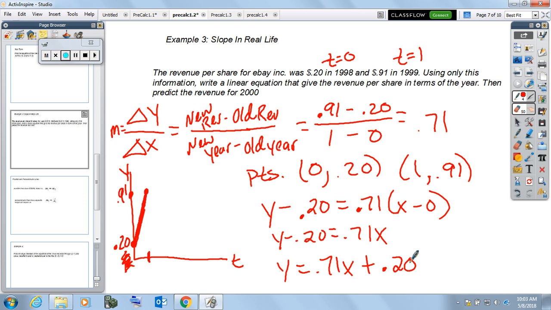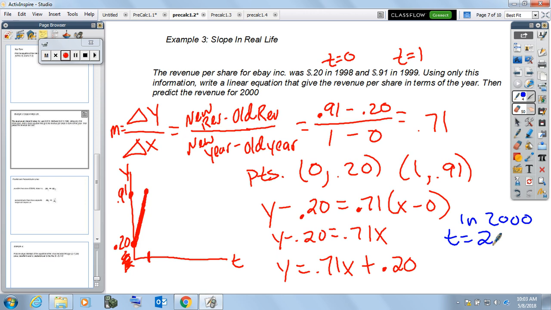Well, if we incorporate this concept into predictions, I can use this linear form to predict what's going to happen. Well, think about it. In the year 2000, remember 98 was t equals 0, so in 2000, t is going to equal 2. Let's use that to our advantage here.